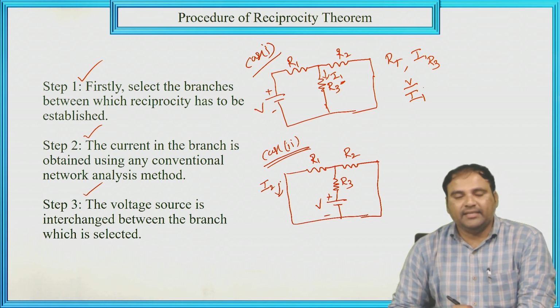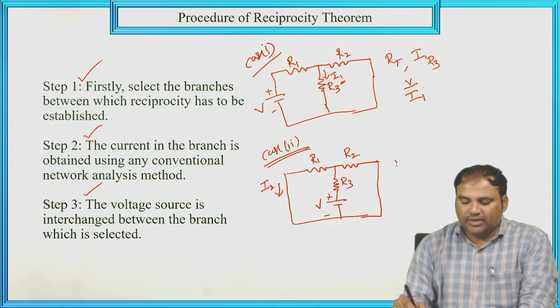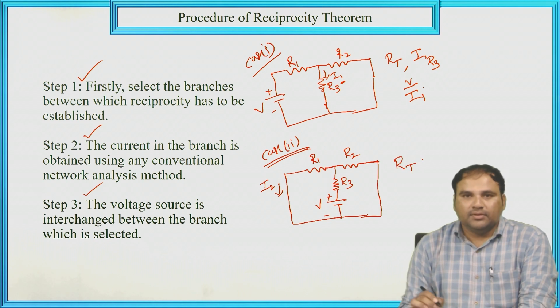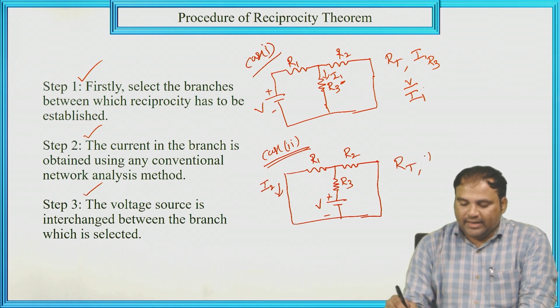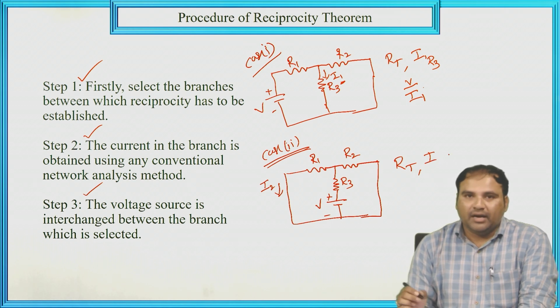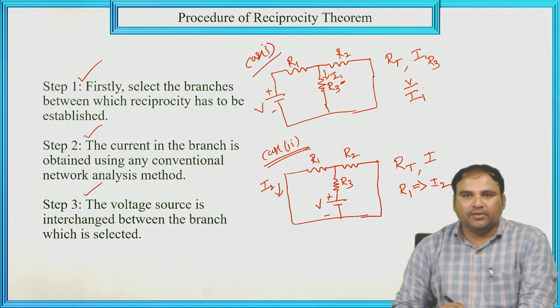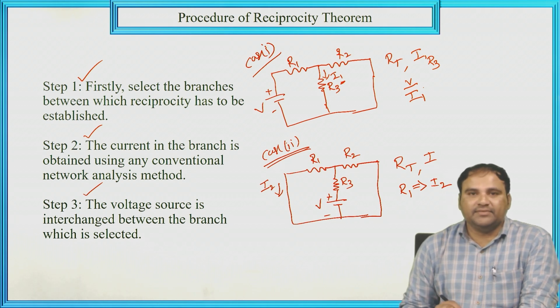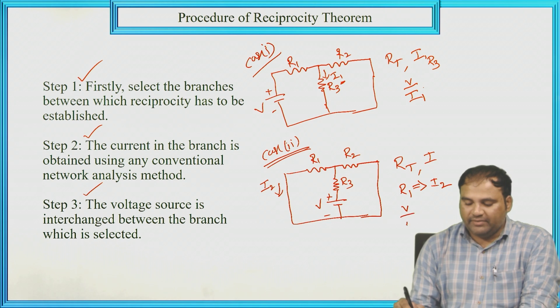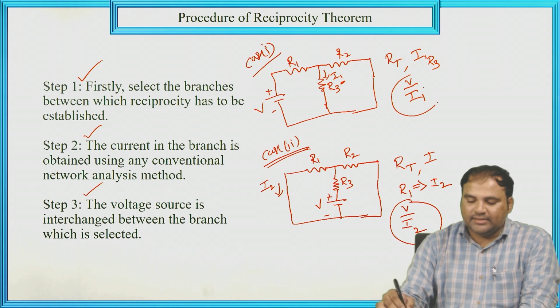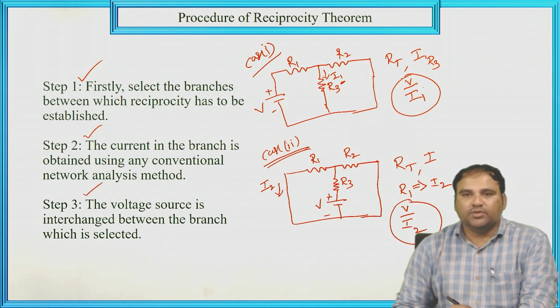Now in the second case also we need to calculate the total resistance and total current. Let us take it as I. After that, we have to calculate the current through the R1 resistor, that is I2. Now we have to find the voltage and current ratio, that is V divided by I2. Here V divided by I2, and in the first case V divided by I1. If these two are the same, the reciprocity theorem is verified.